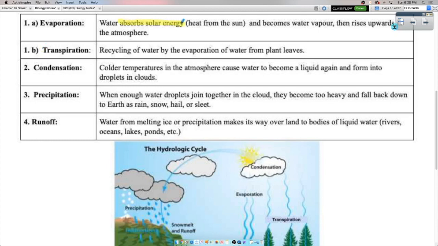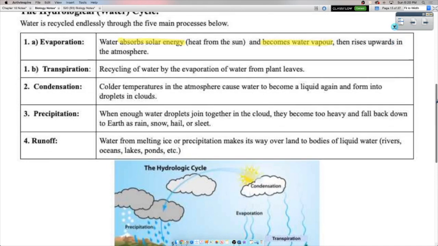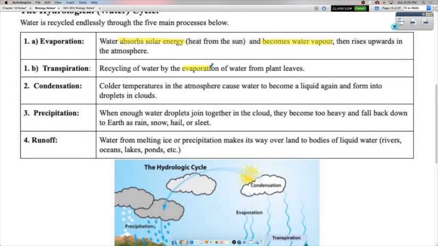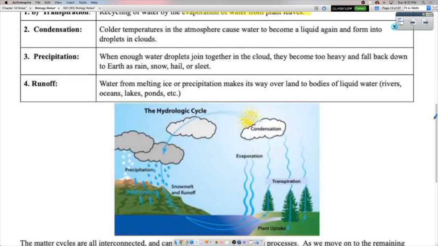Well, it's water absorbs solar energy and becomes water vapor. Then it rises up in the atmosphere because it's hot, it's water vapor, right? Transpiration is basically evaporation, but it's through the leaves of plants. Okay, you learned about it a bit in Science 10. During cellular respiration, plants open up and release water. Okay, so you have here transpiration.